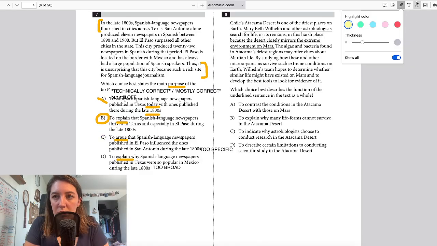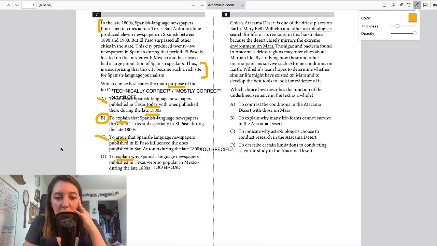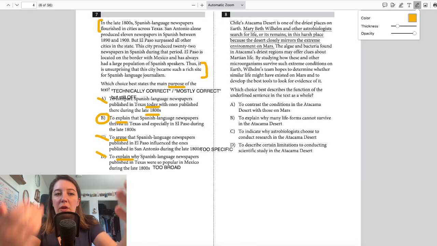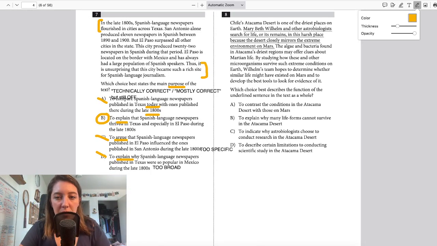Oops, that's highlight, not draw. Boop. Okay, so then it says to explain why Spanish language newspapers published in Texas were so popular in Mexico. Yeah, so that one doesn't even discuss that. They mention Mexico because they say that's why they have Spanish speaking newspapers, why they publish them so prolifically, but it's just wrong, right? But if you glance and you see the word Mexico, you might think, oh, boom, let's put Mexico in there. But that's not the strategy you should use. So hopefully that makes a little sense, and that's a good framework for you to use when you're doing your test.